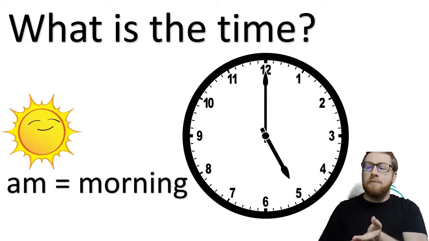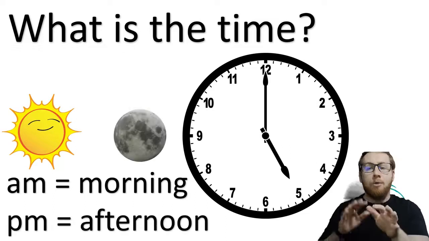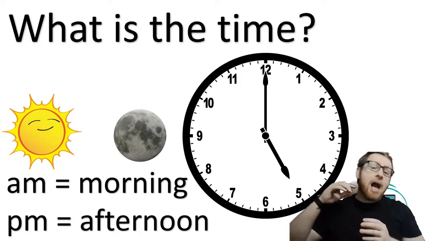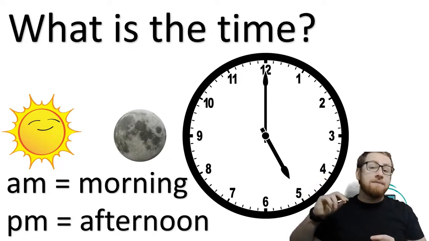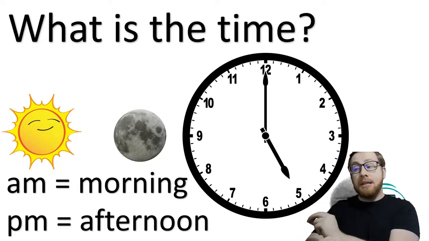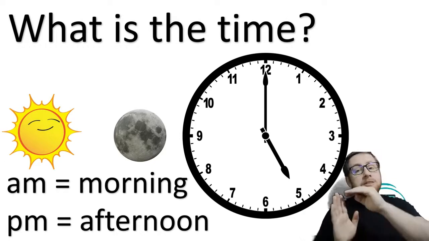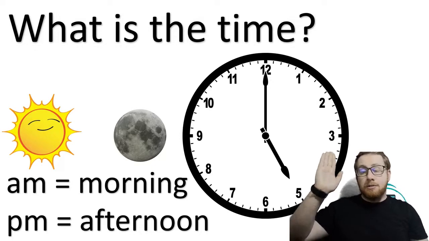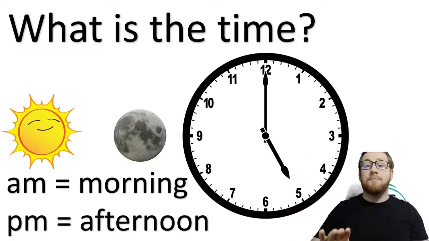But we don't know if it's morning or afternoon. But let's say we did know. How would we describe that? If it were morning, we would use AM. So it's very early in the morning, AM. If it were the afternoon, it'd be PM. And we do this from 12 to 12. So once you go past 12 into the afternoon, it would be PM.